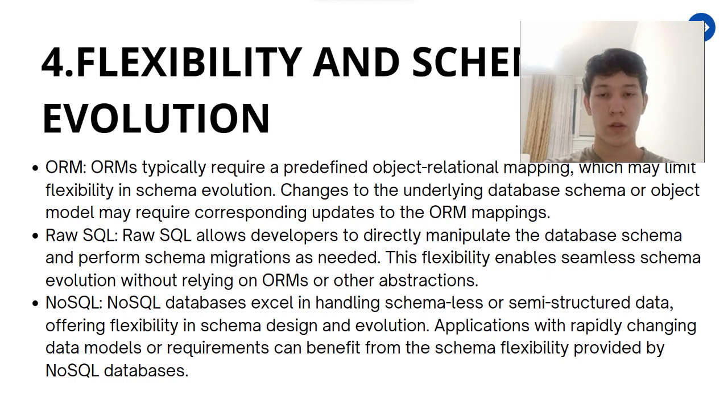Raw SQL allows developers to directly manipulate the database schema and perform schema migrations as needed. This flexibility enables seamless schema evolution without relying on the ORM or other abstraction. NoSQL databases excel in handling schema-less or semi-structured data, offering flexibility in schema design and evolution. Applications with rapidly changing data models or requirements can benefit from the schema flexibility provided by NoSQL databases.